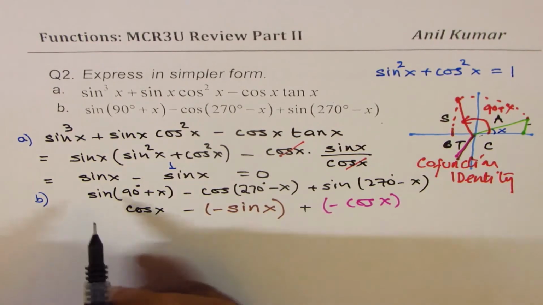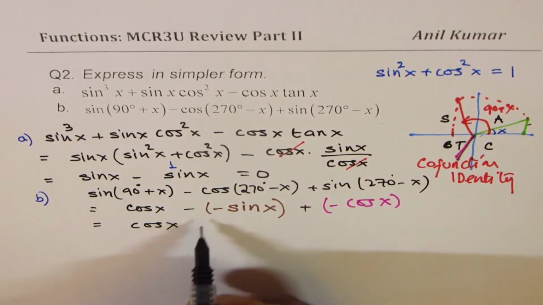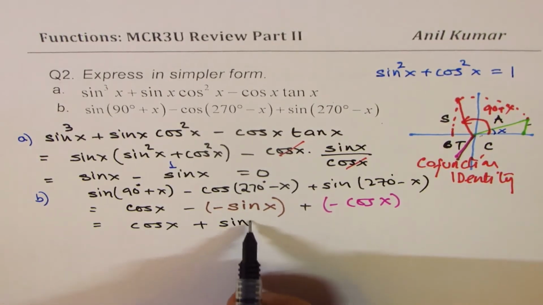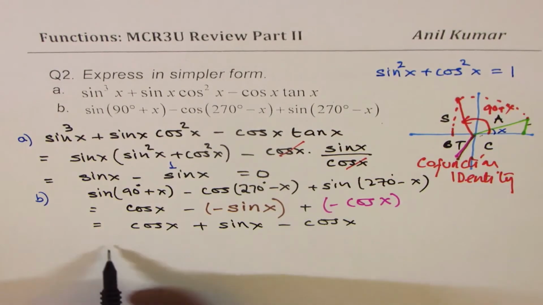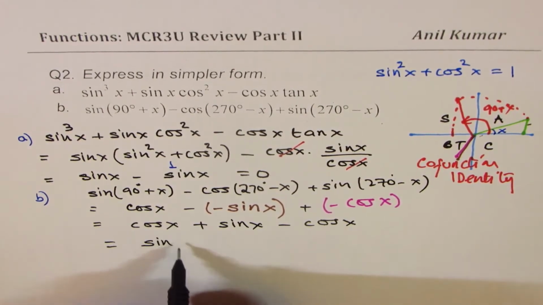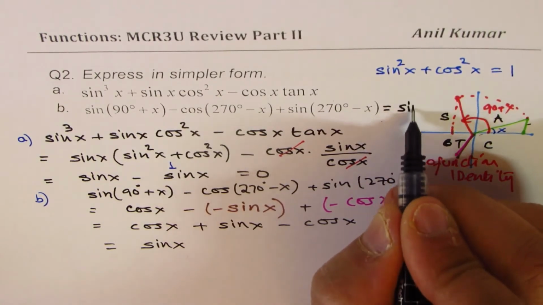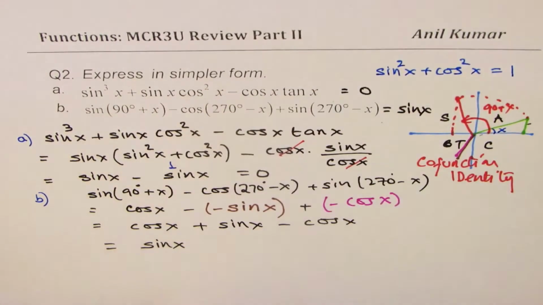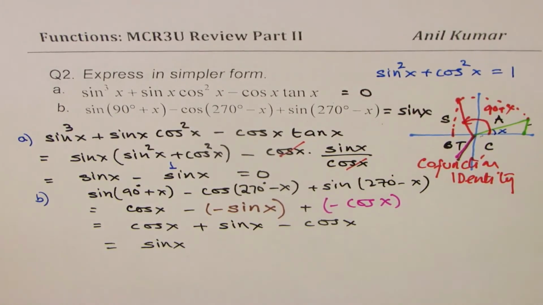Now we can open the bracket and write down what we have. So we have cos x plus sine x, and that becomes minus cos x, and that indeed is sine x. So the second expression reduces to sine x, the first one to 0. I hope that is extremely useful to you. Feel free to write your comments and share your views.